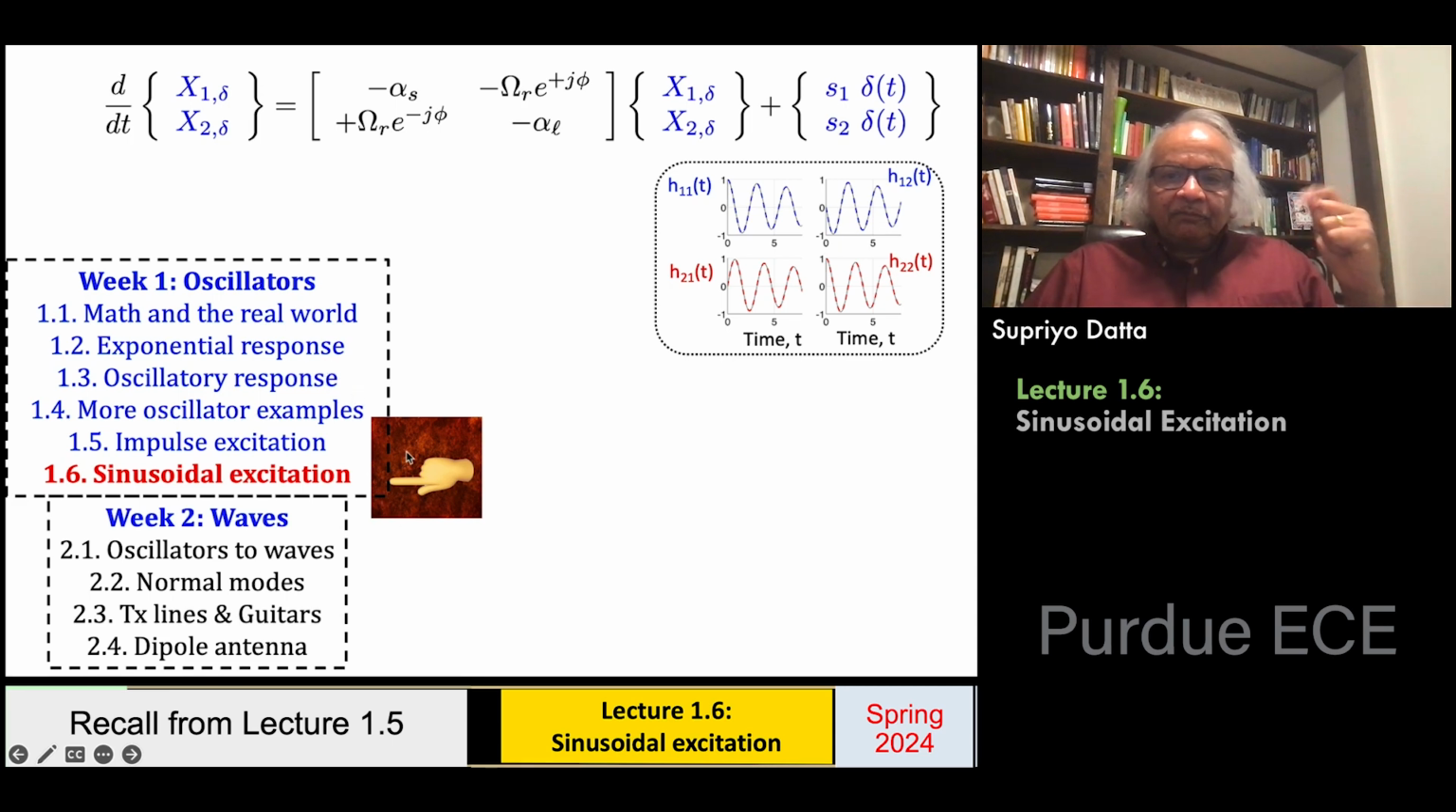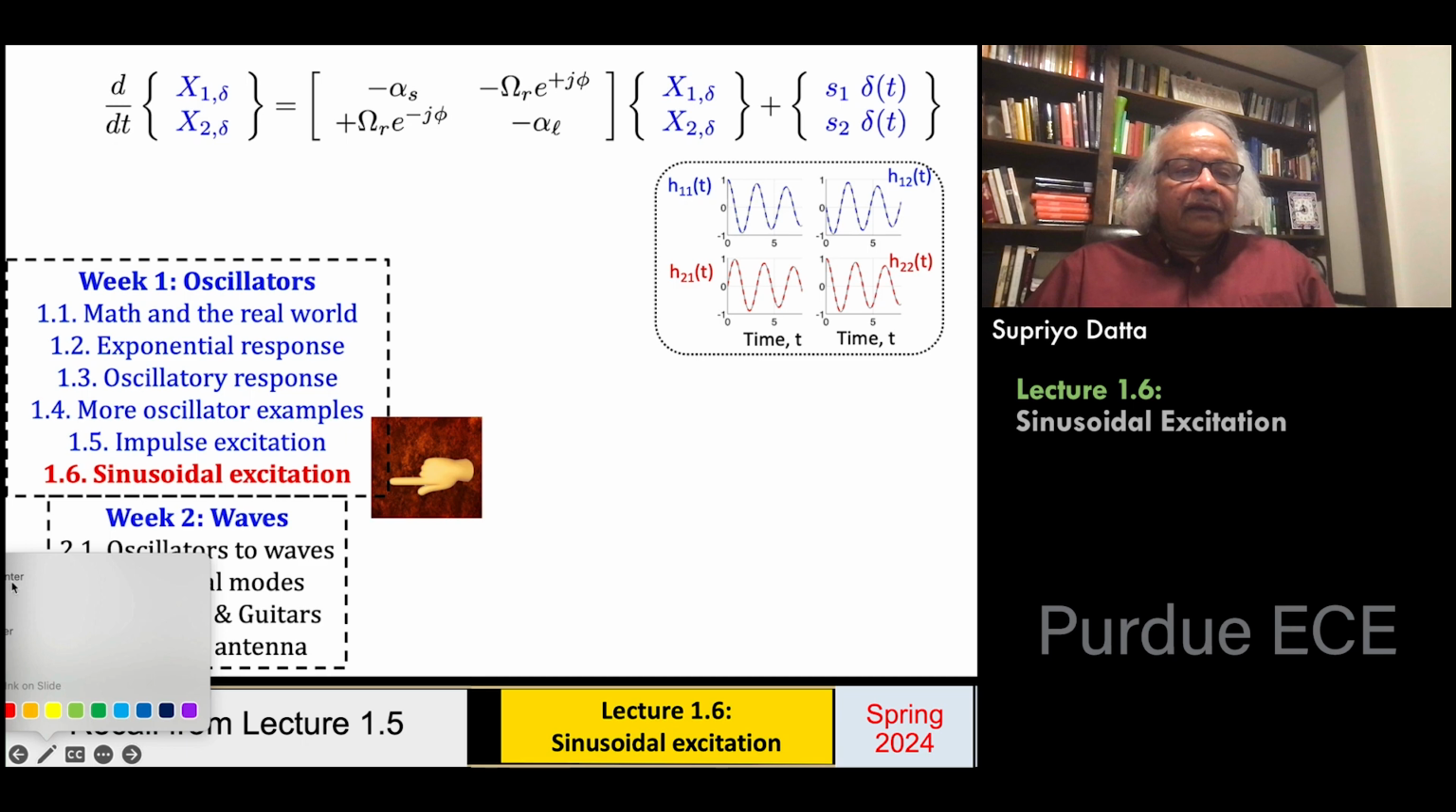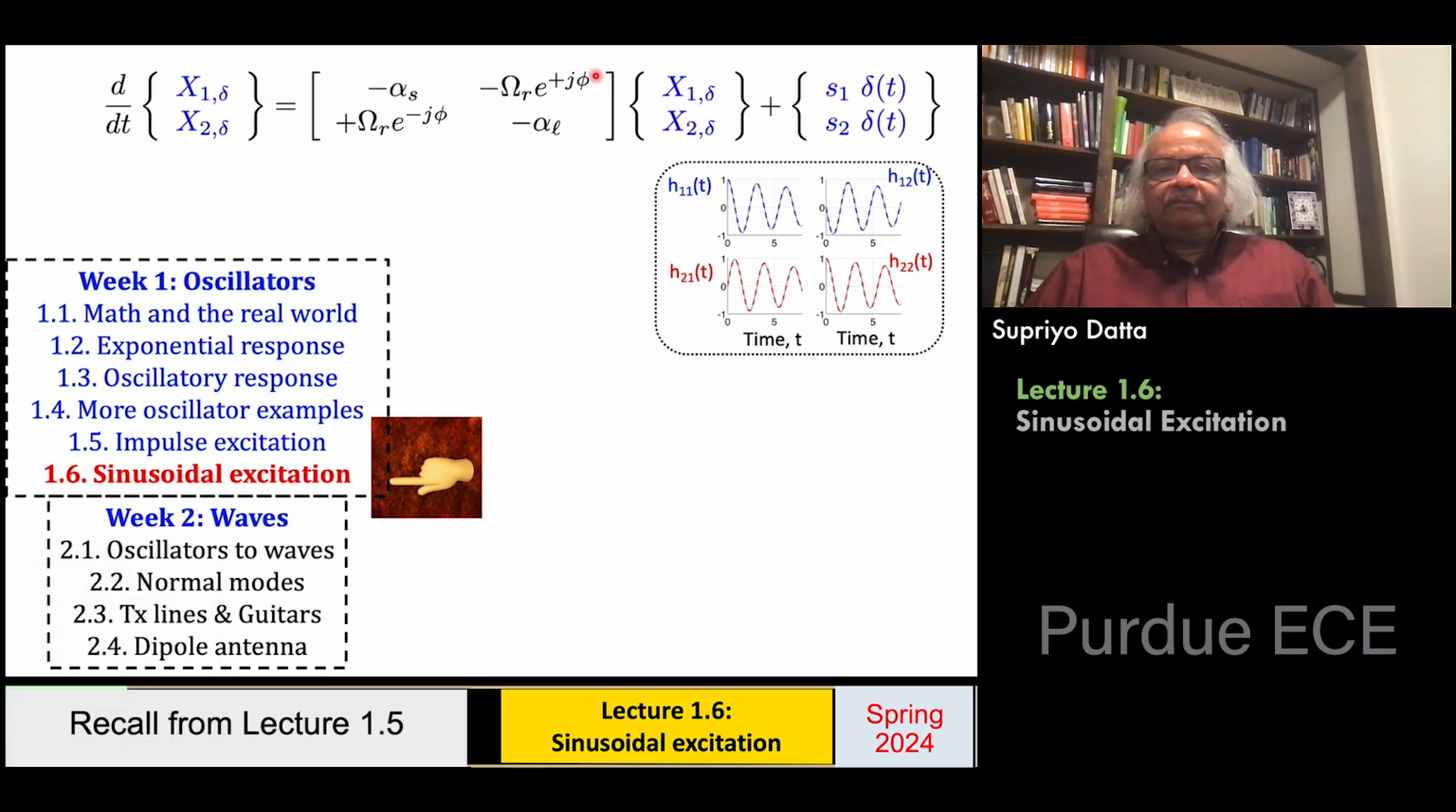Now, in our previous lecture, lecture 1.5, we talked about the impulse response of a system that is described by an equation of this form. We took a general form and put in a phase factor, which we so far haven't really used much, but we wanted to have a general formulation that we could use in future. What we showed was that for an impulse response, you have these 4 components, H11, H12, H21, and H22, and they all have the form of these damped exponentials.